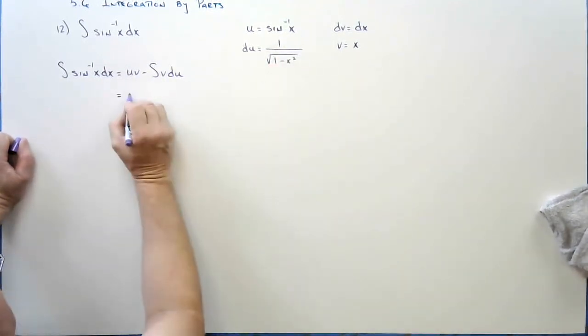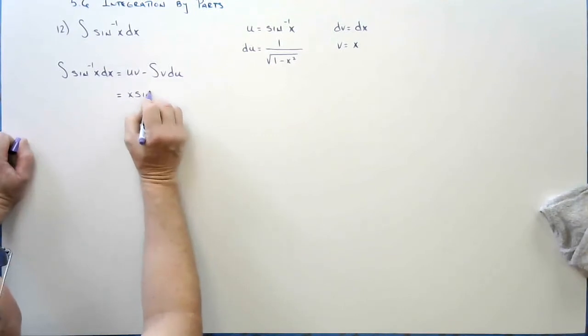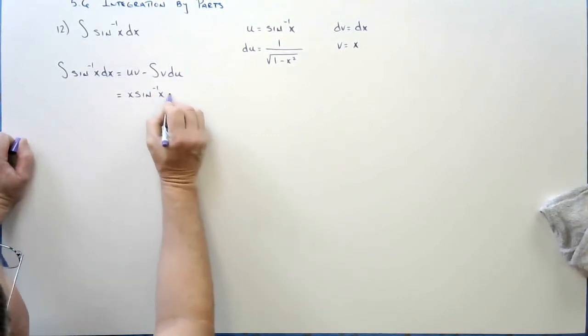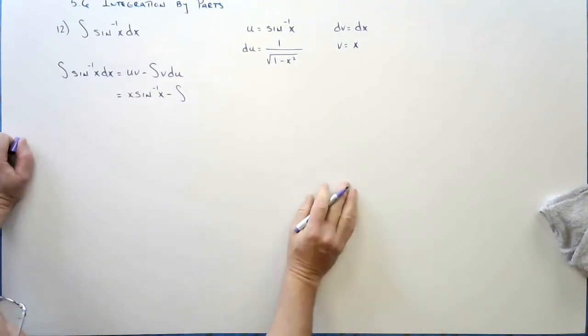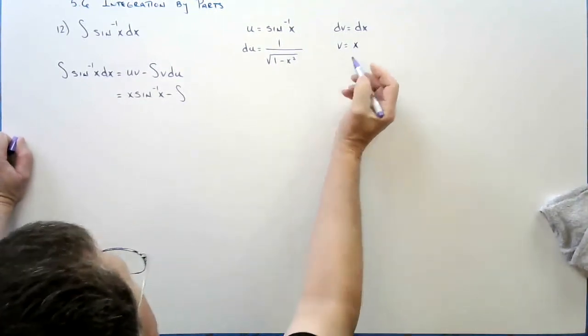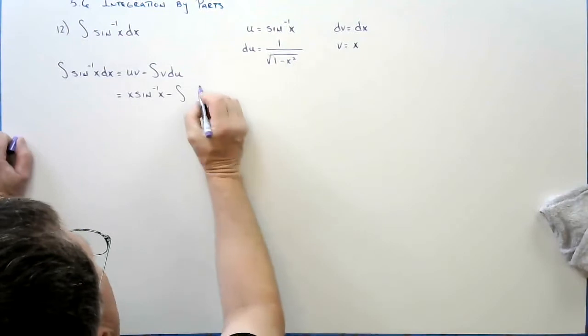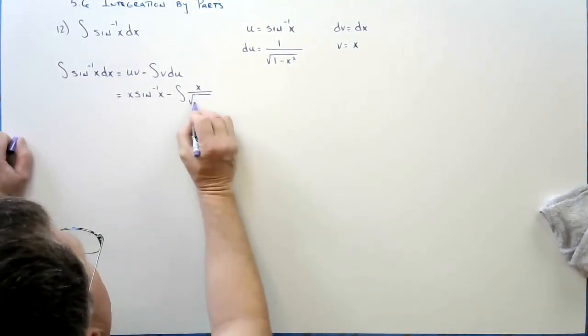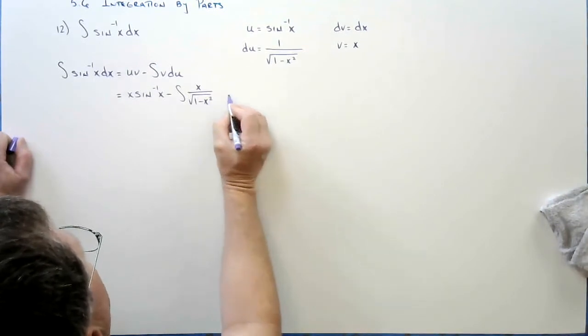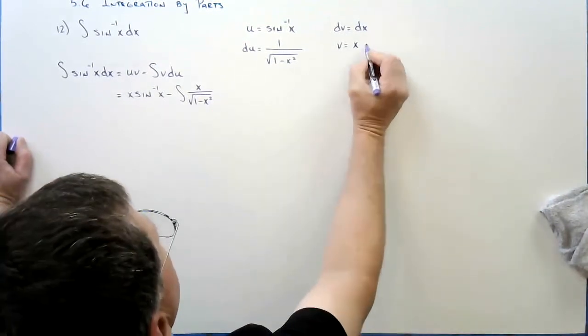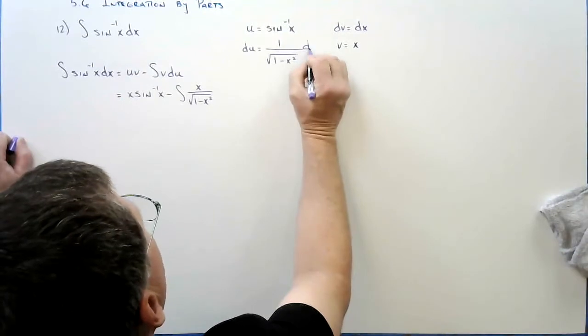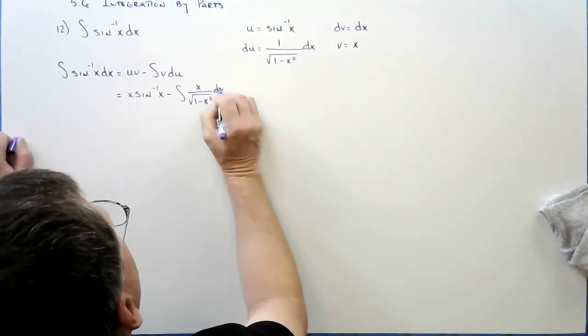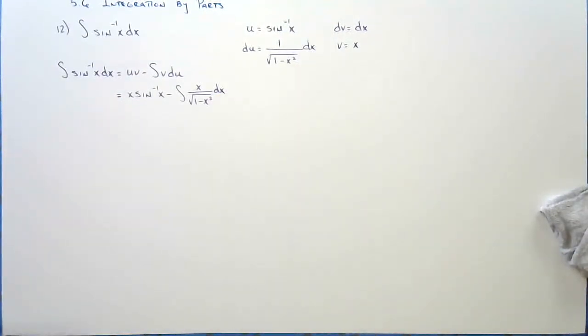U times v is going to be x inverse sine of x minus the integral of v du. That's going to give us x for v, and du is going to give us the square root of 1 minus x squared. When we took the derivative here, I left out the dx, so there's our dx. Now that's an integral we can solve.